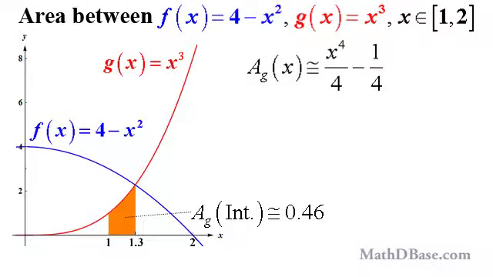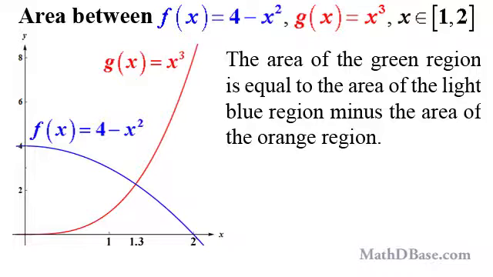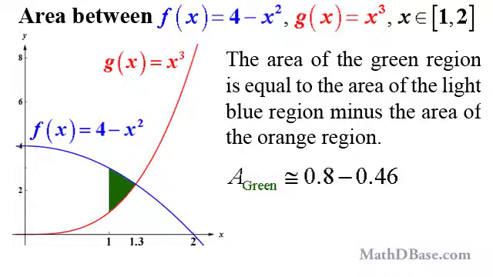We calculated the area function for g with x equals 1 as the left endpoint earlier, and got A sub g of x equal to x to the fourth over 4 minus 1/4. The area between the graph of g and the x-axis from x equals 1 to the intersection point is then approximately 1.3 to the fourth over 4 minus a quarter, which is approximately 0.46 square units. So the approximate area between the curves from x equals 1 to the point of intersection, subtracting the orange region from the light blue region, leaving the green region, is 0.8 square units minus 0.46 square units, or 0.34 square units.